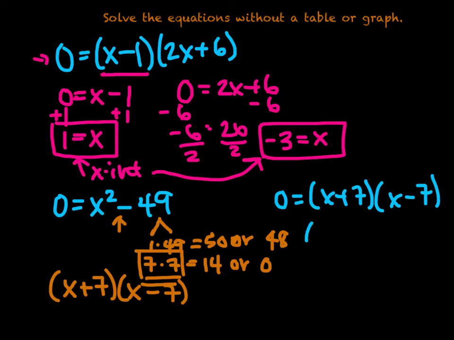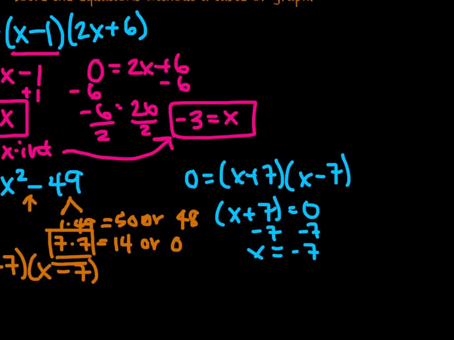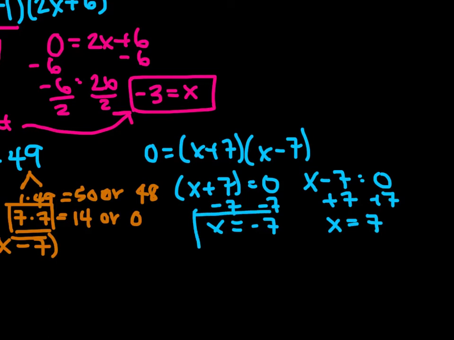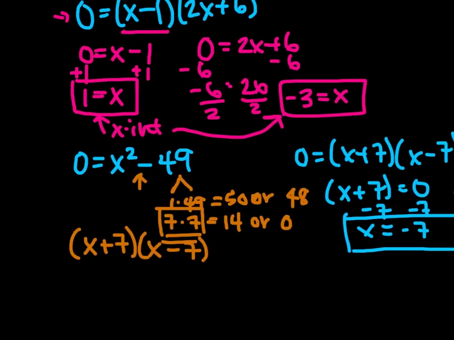From there, all we need to do is say x plus 7 is equal to 0, subtract 7 from both sides, and we get x is equal to negative 7. And we can only guess what the next one is going to be. If we have x minus 7 is equal to 0, I can add 7 to both sides, and I get x is equal to a positive 7. So these are my two roots, or my two solutions, my x-intercepts for this particular equation.